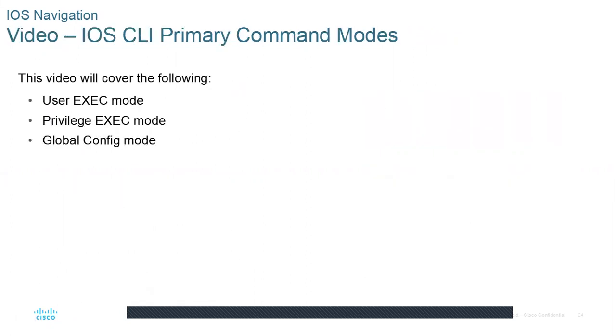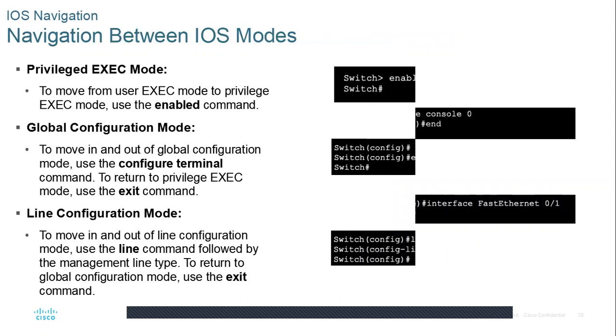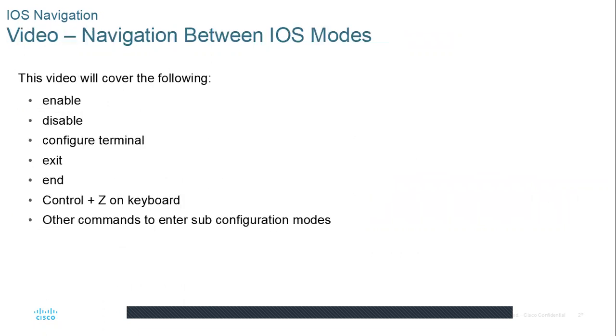So there's a short video in your Cisco LMS that explains most of these concepts about the user interface, the privilege, and the global configuration mode. So you have some configuration modes. The video tells you how to enable, how to disable, how to configure, how to exit, how to end, how to do Ctrl Z on your keyboard, and some very, very basic commands.